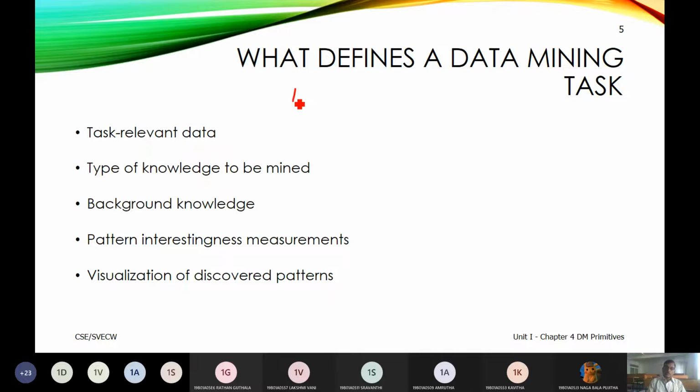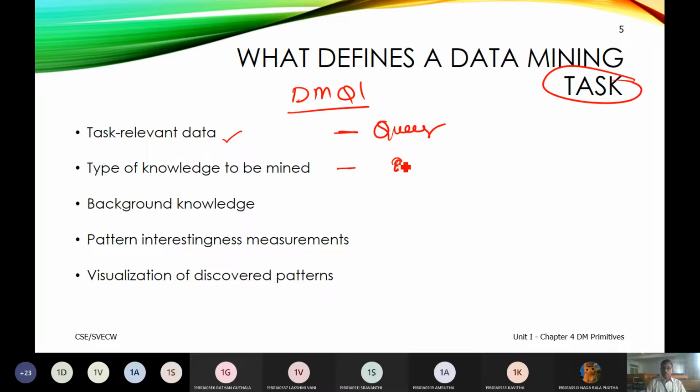What will be the things in the data mining query language tasks? One, we are going to call it task relevant: the query we are supposed to answer. Then the type of knowledge to be mined. It can be clustering, classification, or association.